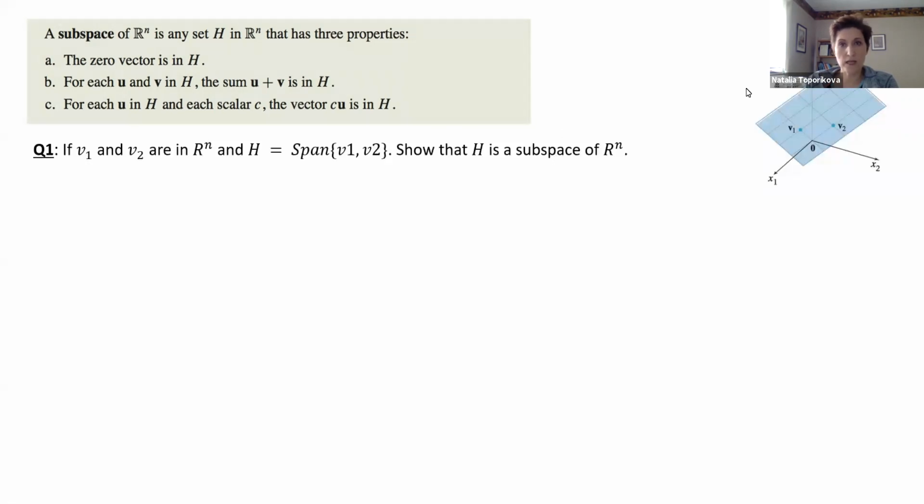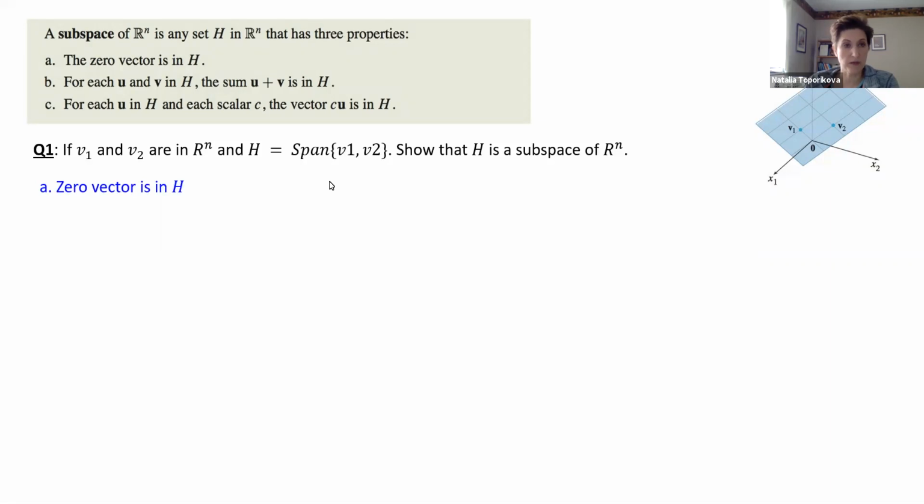For example, let's look at two arbitrarily selected vectors v1 and v2 from n-dimensional space, and let's see if the span of these vectors forms a subspace. We know that the definition of span is all linear combinations of the two vectors. So let's see if we can satisfy our three properties.